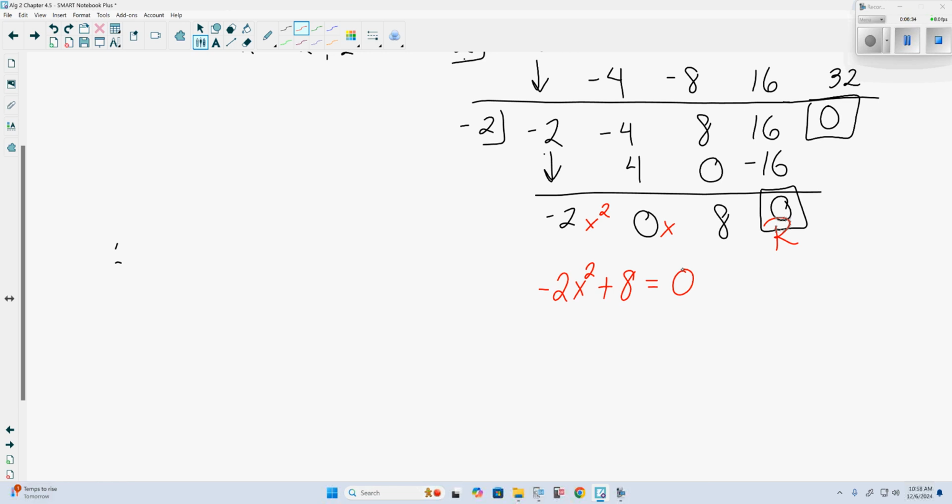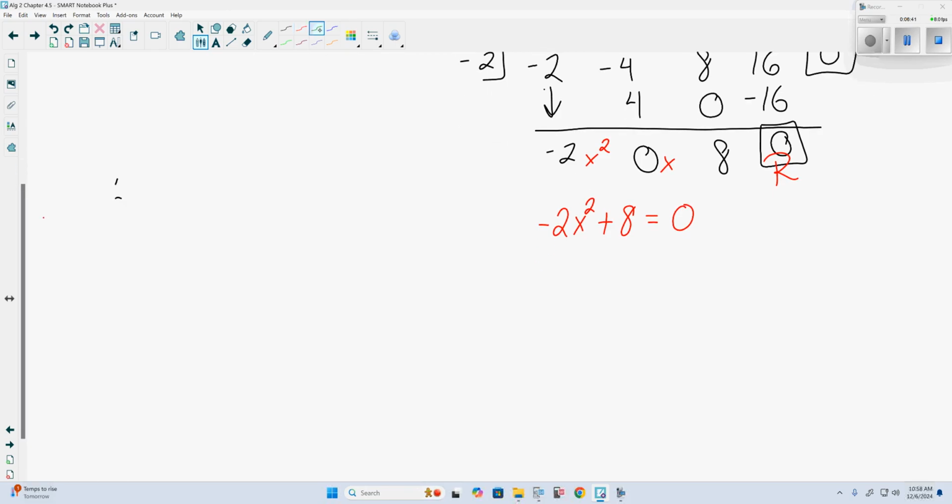Now, since we do have just the x squared, we can do the square root method, or we can try graphing. If we did the square root method, and it only works if there is not an x to the first power, we just have x squared. We can first subtract 8. We need to get the x squared by itself. And if we subtract 8 from both sides, it tells us that negative 2x squared is equal to negative 8. At this point here, we can divide both sides by negative 2.